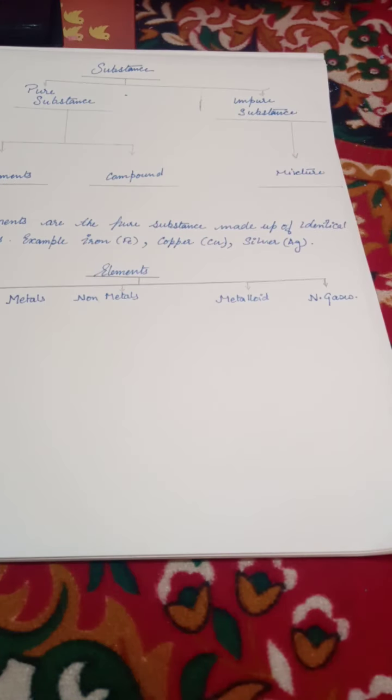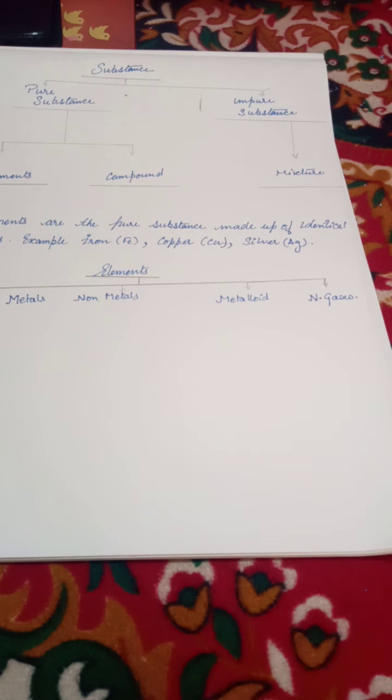Now we'll see classifications of elements. Elements are classified into four categories: metals, non-metals, metalloids and noble gases. Noble gases are also said as inert gases.